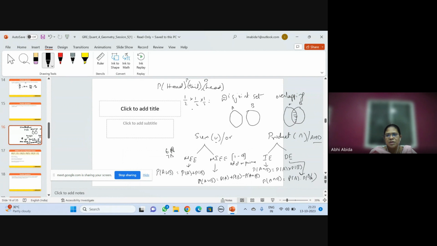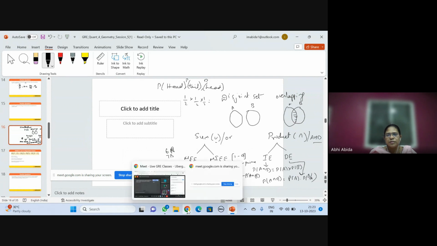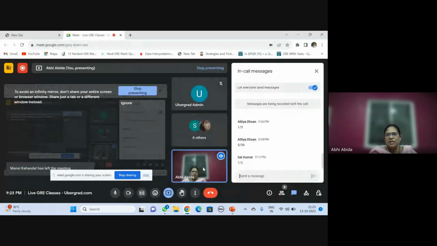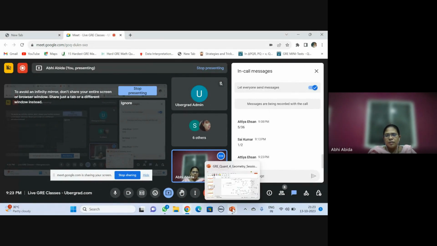You can put a message in the chat box. If everything is clear, I'll move to the question part. Waiting for your reply in the chat box. If it's clear, put S. Good. Okay.